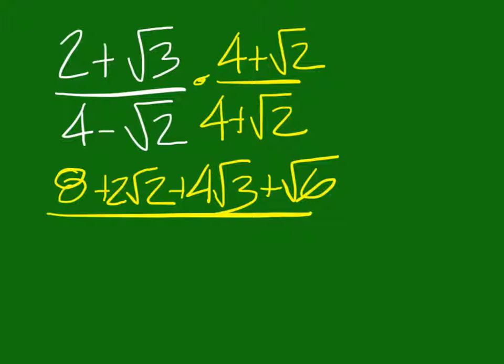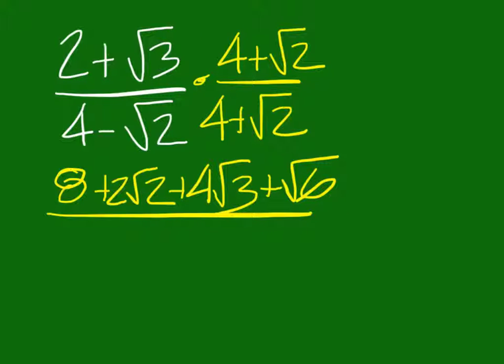Again, here's how we came up with that. 2, you go 2 times 4 to get 8. And then 2 times square root of 2 to get 2 square root of 2. Now move here and do square root of 3 times 4 to get 4 square root of 3. And then square root of 3 times square root of 2 is square root of 6.